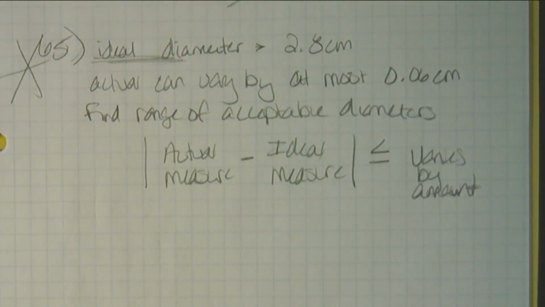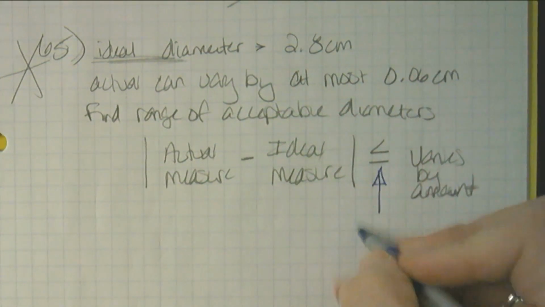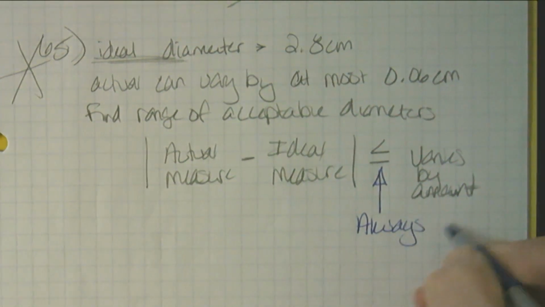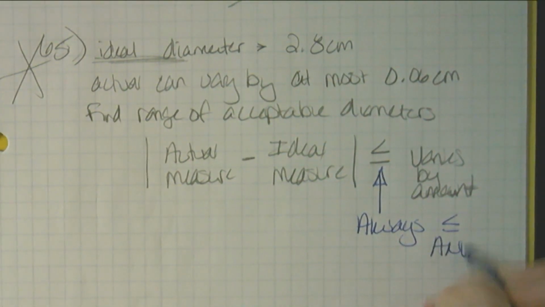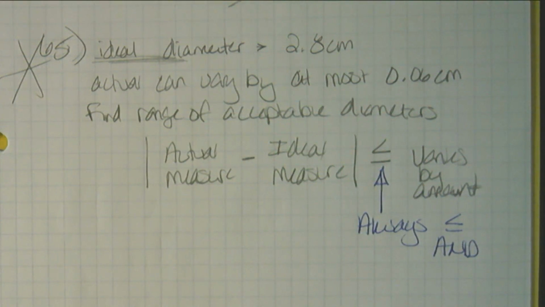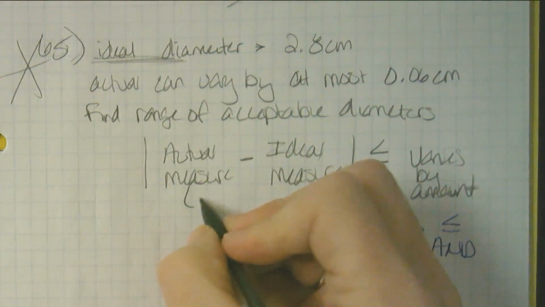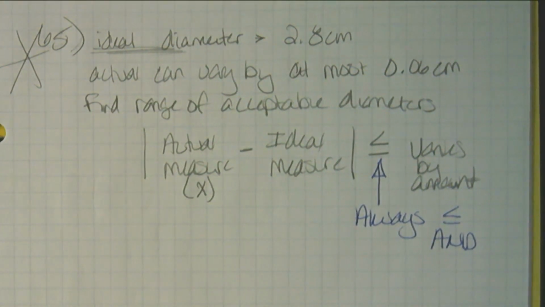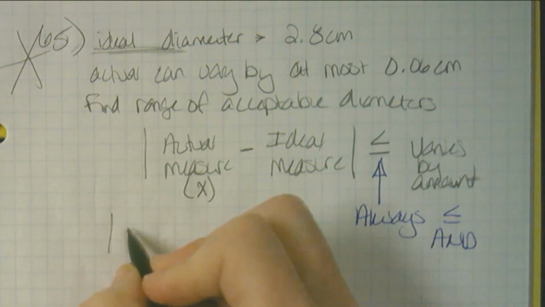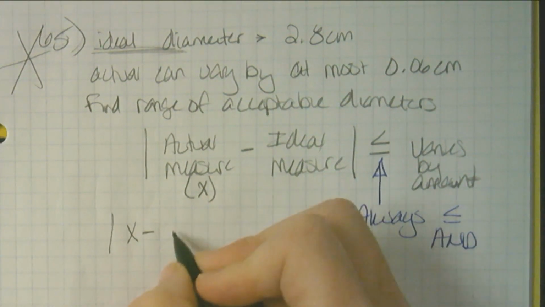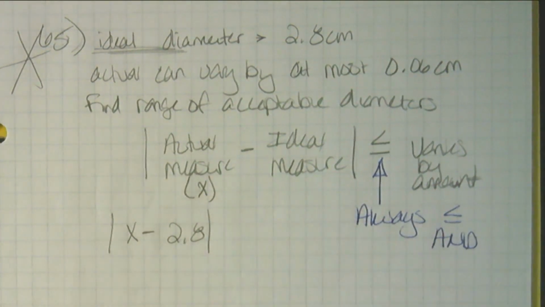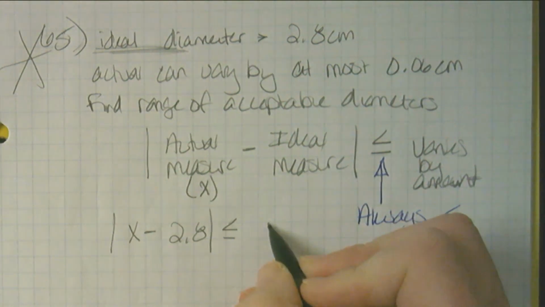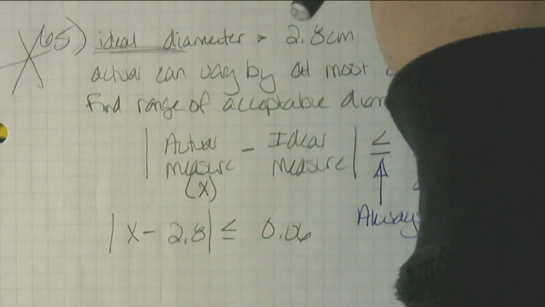This is always the structure of that inequality. Always, that absolute value inequality. This is always a less than. It's always an and. Alright, so now I'm just going to substitute my values in. I don't know my actual. There's my x. That will always be your x. So I have the absolute value of x minus my ideal, which is 2.8, is less than or equal to 0.06.